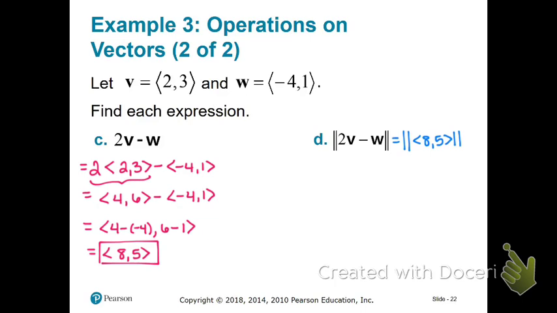How do we find the magnitude? Remember, it's the square root of our first component squared plus the second component squared. So square what's underneath, add them together, and then see if you can reduce it, which you cannot.